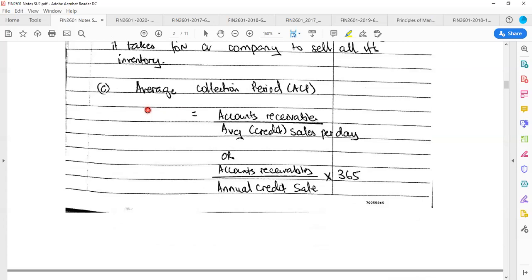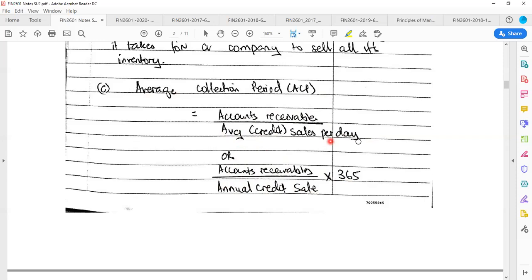Then the third one is known as the average collection period. And this one is given by accounts receivables over the average credit sales per day. I've put the credit in brackets because sometimes we just say average sales per day. So it's the accounts receivables over the average sales per day. Or we can also say accounts receivables over the annual credit sales times 365, right?